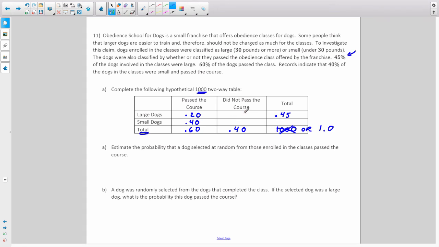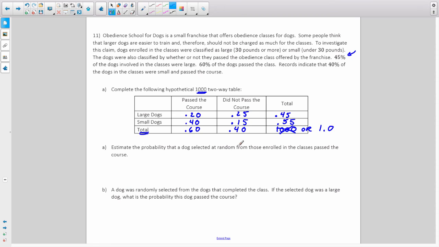Yeah, 20 plus what gives us 45? That would be 25. Beautiful. Now I can add these up. 25 plus something is 40. That would be 15. And now I can go this way and get 55. 45 plus 55 equals 1. Everything checks. This is awesome. Now let's do some probabilities.